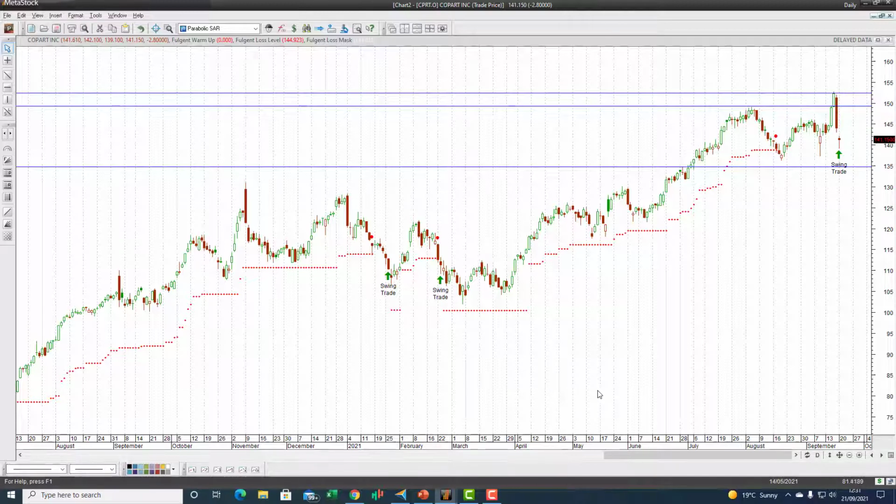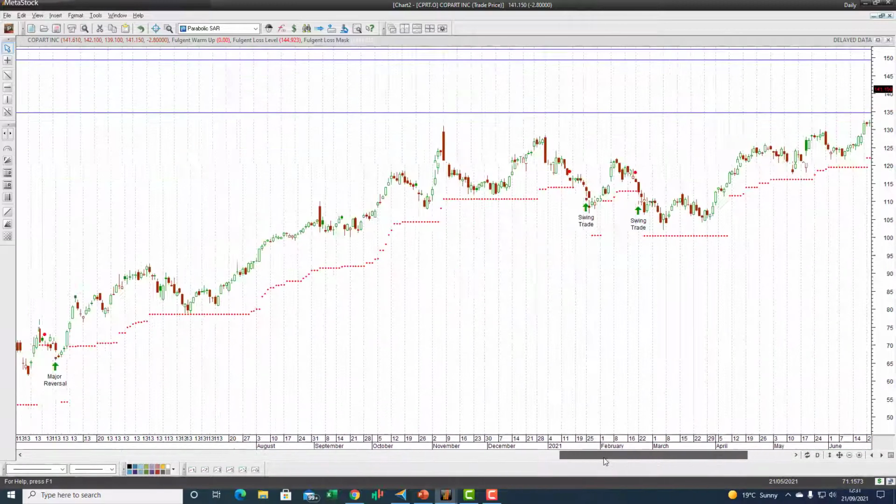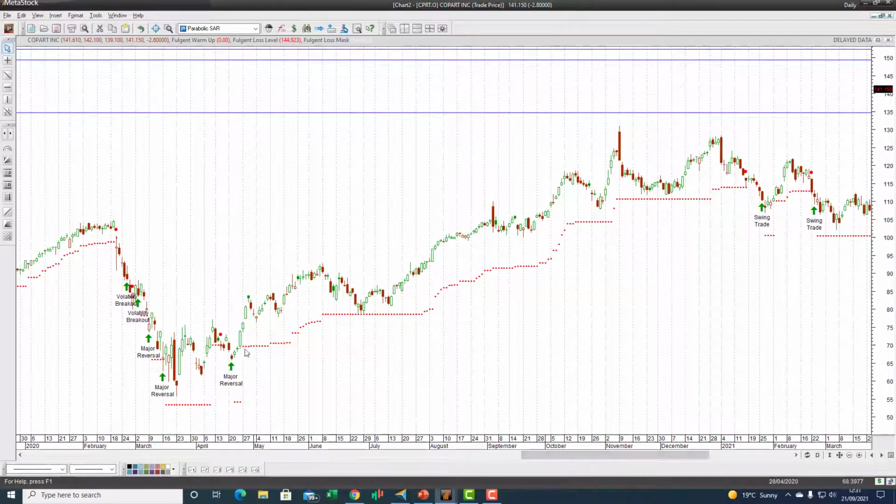But you can see the AI is really trading very nicely on Copart. You get a major market reversal back here, worked out well. That was the March COVID sell-off. You can see volatility's increased, and then the AI has automatically adjusted the stop loss to accommodate for the increased volatility now, because the AI is very dynamic. It would watch the volatility and adjust accordingly.